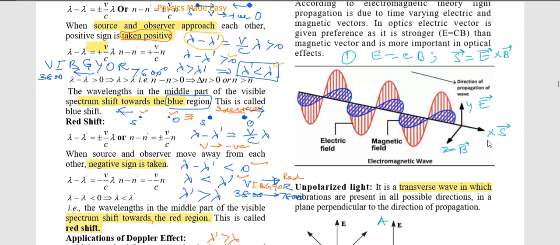This is electromagnetic wave theory. What electromagnetic wave theory says is that electric and magnetic vectors are perpendicular to each other, and in turn they are perpendicular to the direction of propagation. So this is the famous relationship S is equal to E cross B. We have done it already, and electric vector is much more powerful than magnetic vector. So I have represented these directions along x-axis.